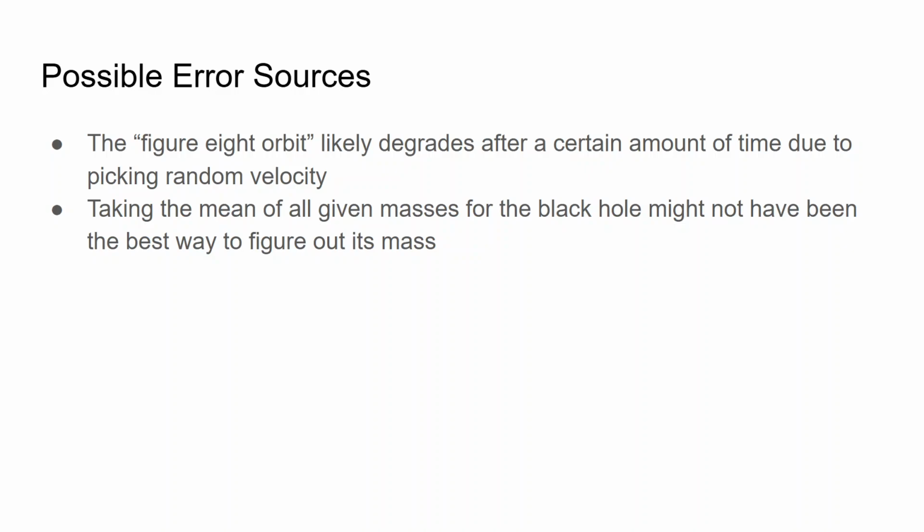Possible sources of error: the figure-8 orbit likely degrades after a certain amount of time due to picking a random velocity, and taking the mean of all given masses for the black hole might not have been the best way to figure out its mass.